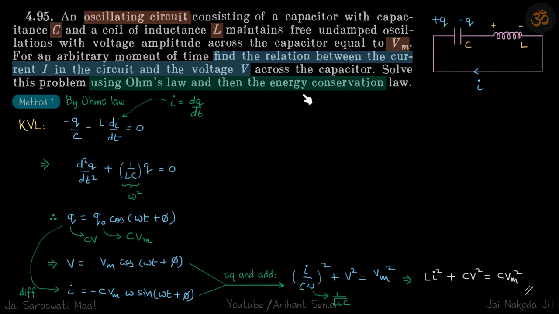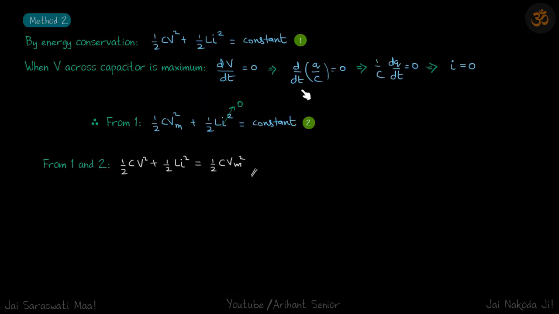Now let's arrive at the same solution by energy conservation. We know energy stored in the capacitor is half C v square and energy stored in the inductor is half L i square. The sum of that should be constant because there is no resistance, so power is not lost. Now we don't know the value of the constant, so for that we are given the maximum voltage across the capacitor. Let's introduce that condition.